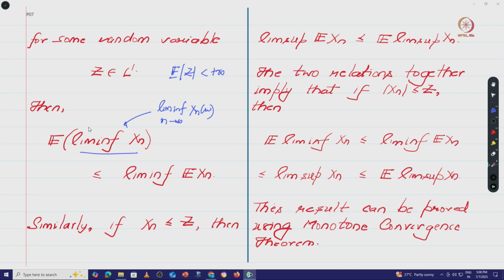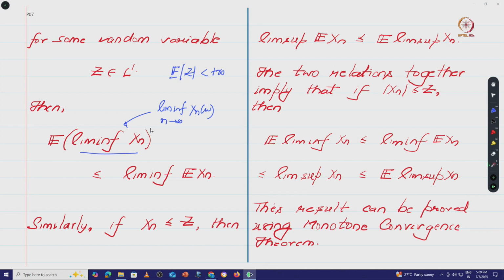What Fatou's lemma says is that you can interchange the lim inf and the expectation. The result says that the expected value of the lim inf is upper bounded by the lim inf of the expected value of xn. Notice that in Fatou's lemma, z does not appear anywhere in the result. That is very nice. In the language of chemistry, it acts like a catalyst: its presence is needed for this inequality to hold, but as such it does not play any role in the result. So this is what Fatou's lemma says on the lim inf side, and there is a similar outcome on the lim sup side.